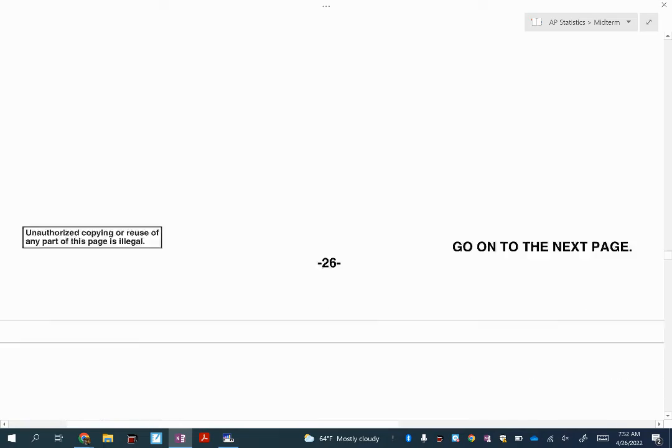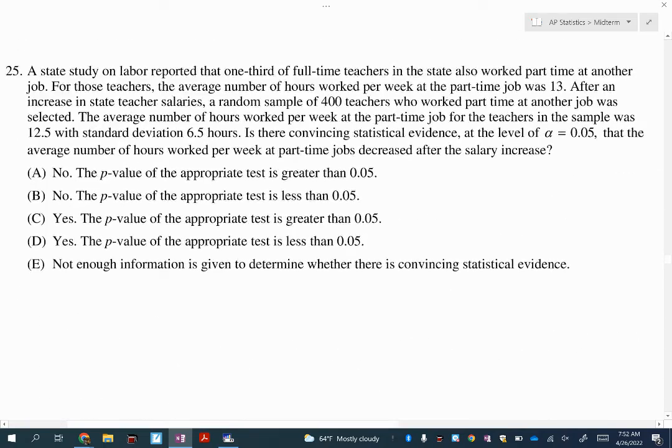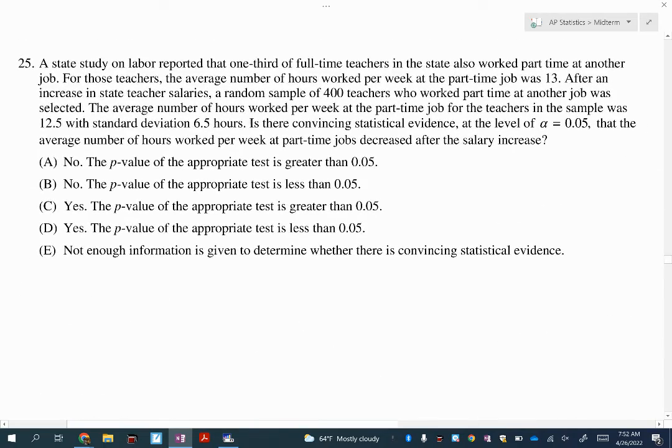All right, you're going to want your calculator for this. Make sure you have your calculator ready. We are going to go to a calculator. Calculator, please. Excellent. This is asking us to run a test. How do I know it says to run a test? In the question. Look at the end of the paragraph. Is there convincing statistical evidence?